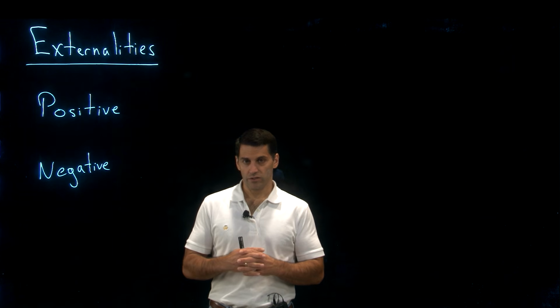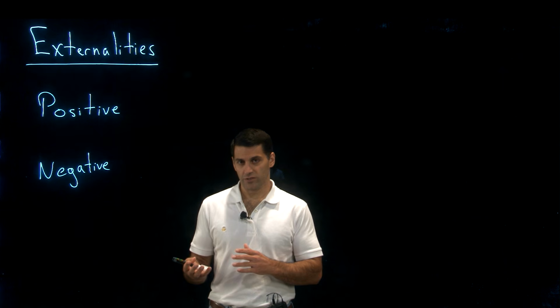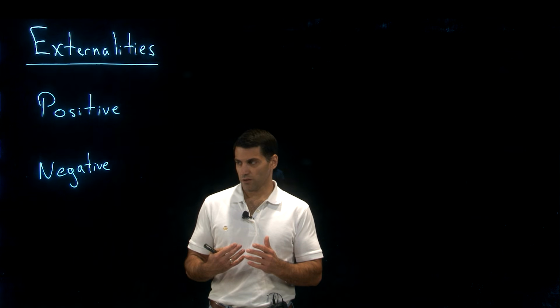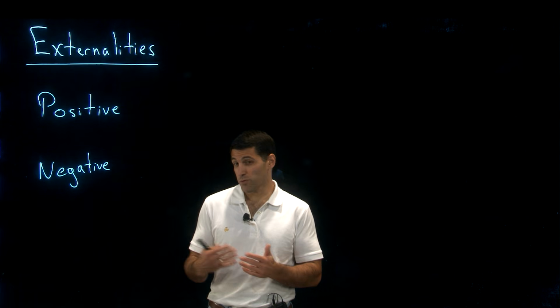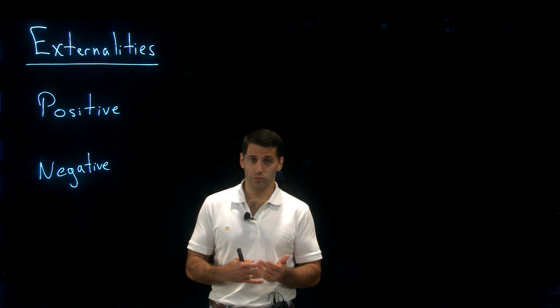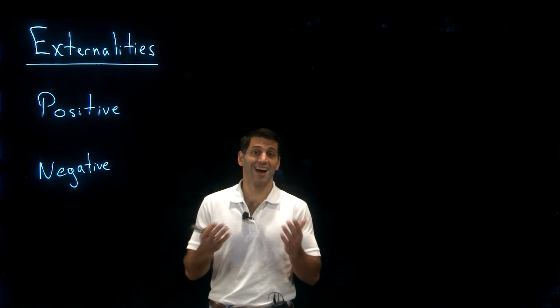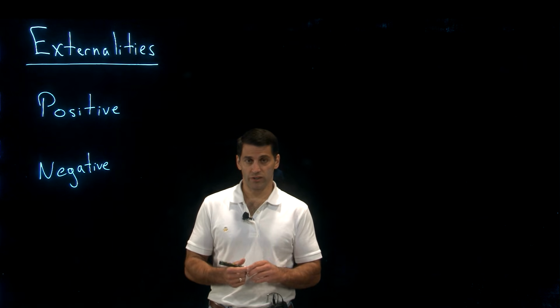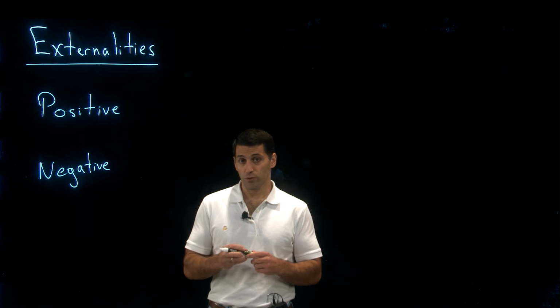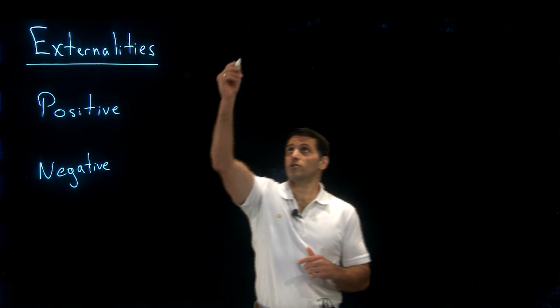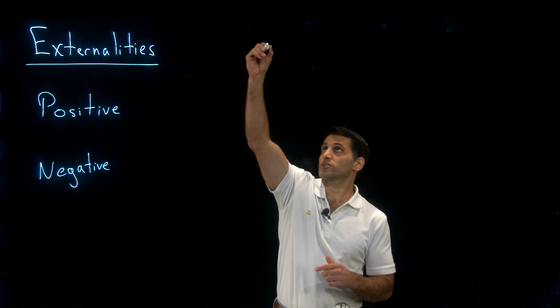Negative externalities, those are costs that are not being paid for by either the producer or the consumer. The example we're going to look at here is in the production of electricity. In this case, one of the side effects of producing electricity is pollution. Okay? And so here we're going to look at the market for electricity.